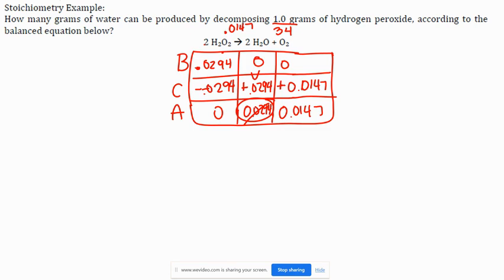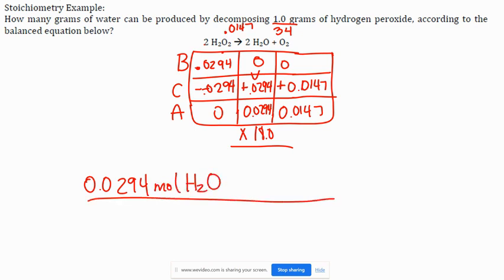Have I answered the question yet? No. I have my moles, but I don't have my grams. So I need to multiply this by 18. Do I need to do fancy dimensional analysis to get that? If you still need it, though, do it. So 0.0294 moles of H2O. I want to get rid of moles and go into grams. And for every 18 grams, I have 1 mole.